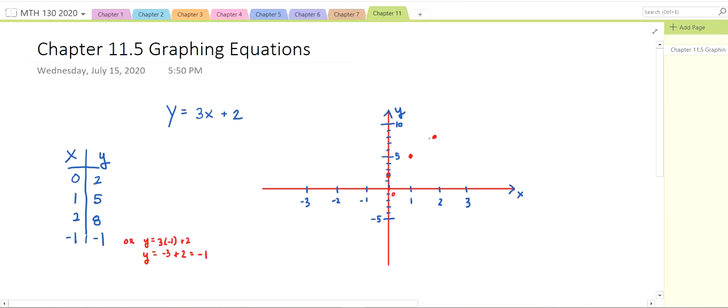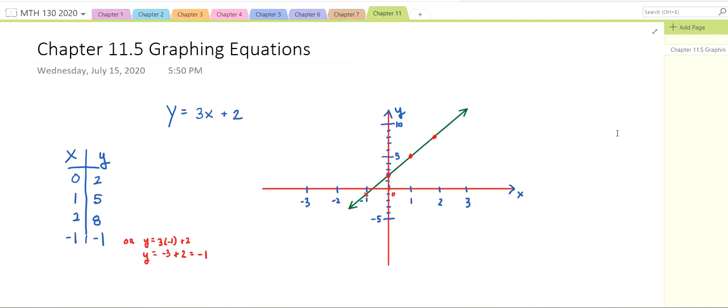And this should all be creating a straight line because this is an equation for a line. Our last point is minus 1. Minus 1 is down here. I could then go and draw a straight line through this. And any point I pick for x, like say 3/2 or 1.5 here, it would produce a y value that ended up on this line.